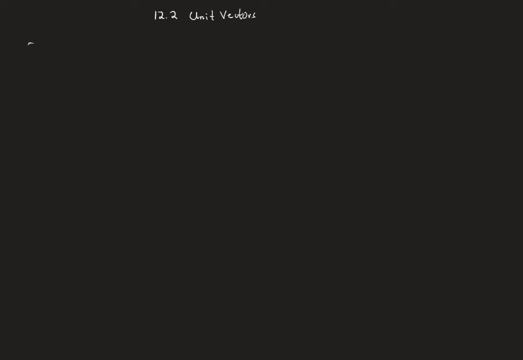So let's start by finding a unit vector in the direction of, and we'll call this vector v, and it's going to be given in component form as 3, 5. So what we mean by a unit vector is a vector of length 1. So to create a unit vector, we first need to know what is the magnitude of v.